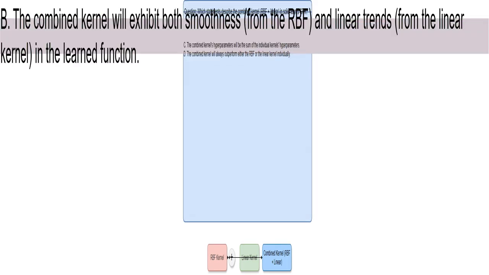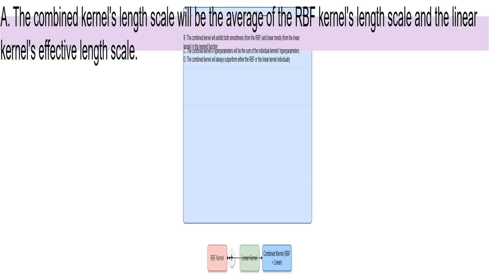This statement is correct because I'm adding the kernels. The resulting model inherits characteristics from both. I will get the smoothness from the RBF kernel, allowing the model to handle curved relationships in data. At the same time, the linear kernel contributes to modeling linear trends. It's a powerful combination. This statement is incorrect.